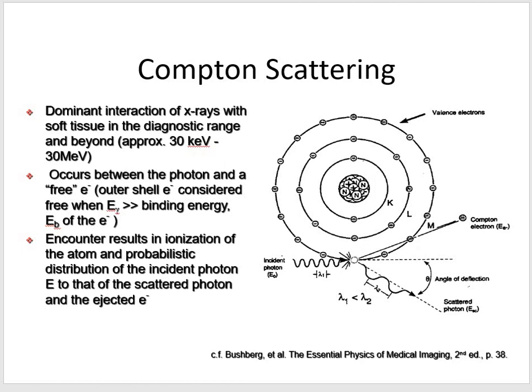It occurs between photons and a free electron, an outer shell electron. So Compton scattering rarely occurs with tightly bound electrons like photoelectric does. It occurs with more freely or loosely bound electrons, outer shell electrons. So outer shell electrons are not tightly bound. The binding energy is also less. For as long as the energy, and of course this is X-ray.